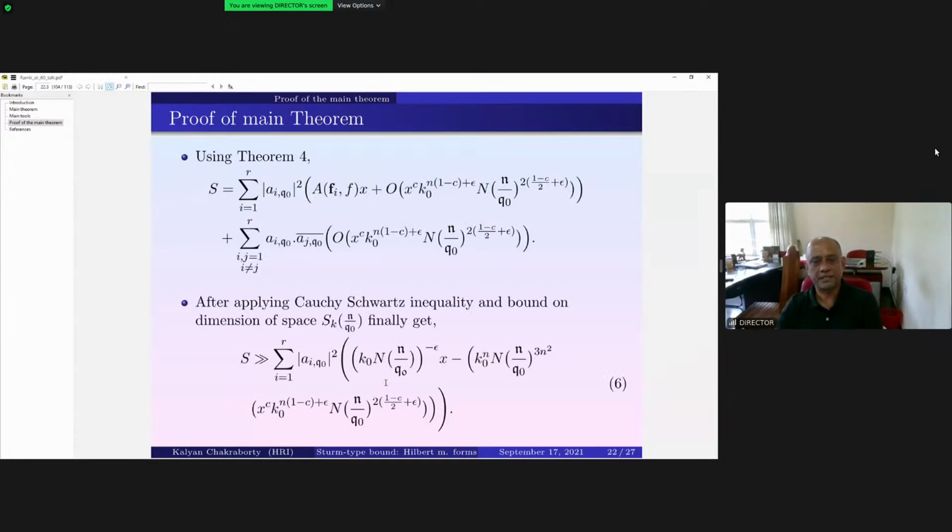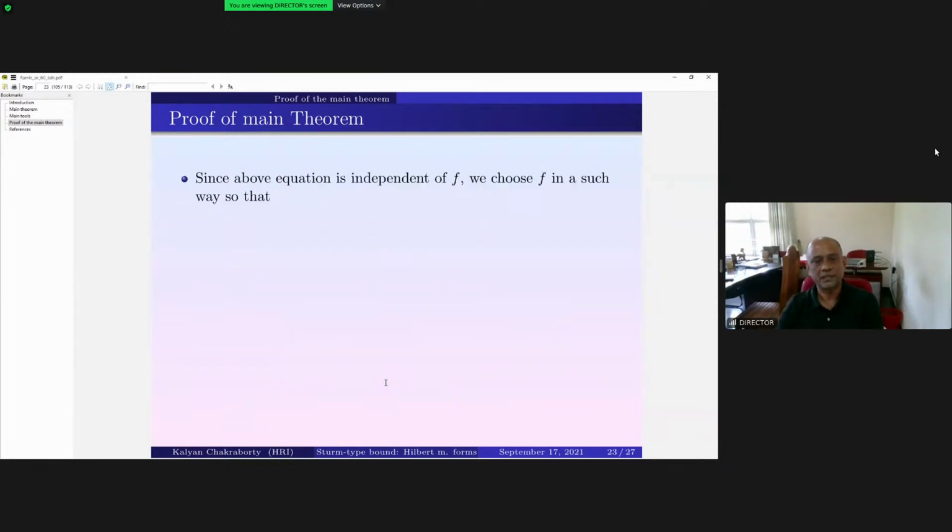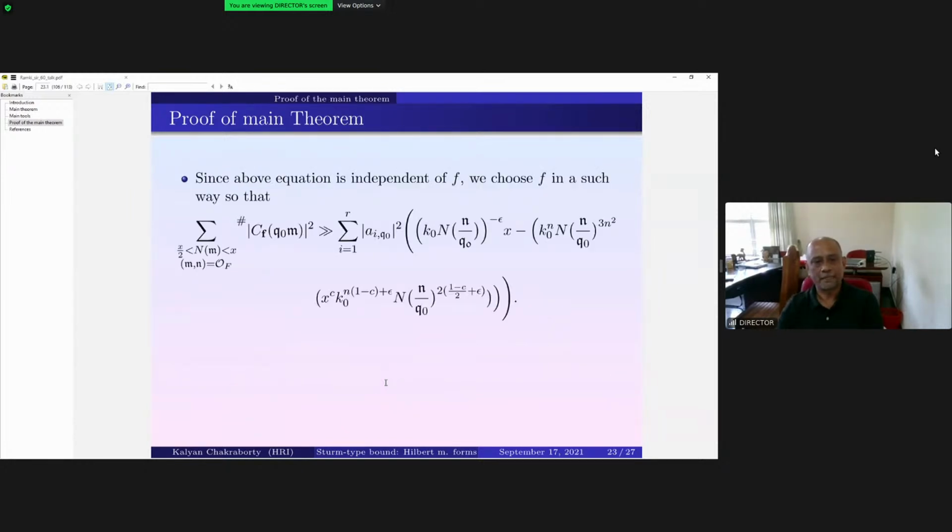This equation is independent of the choice of F. So we will choose F in such a way so that this CF Q naught M square is bigger than that. This right hand side of the above inequality will be always positive. So it is always non-zero that we will get it, CFM Q naught square, absolute value square.